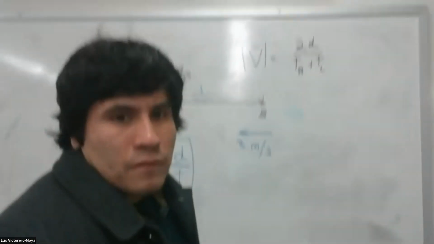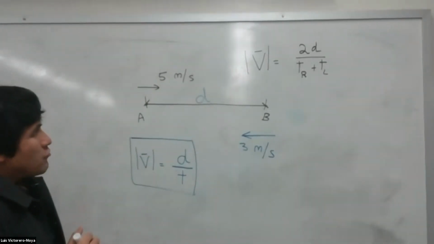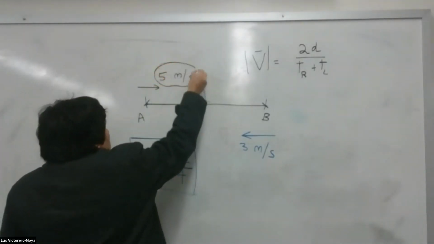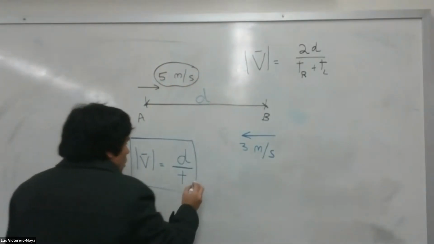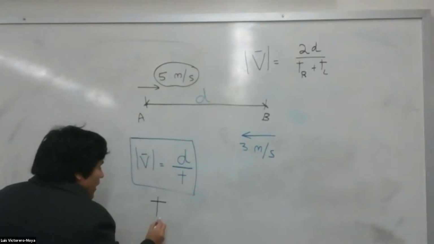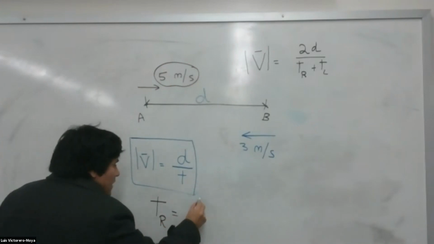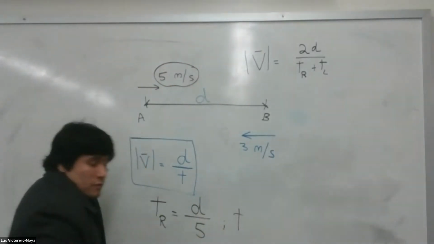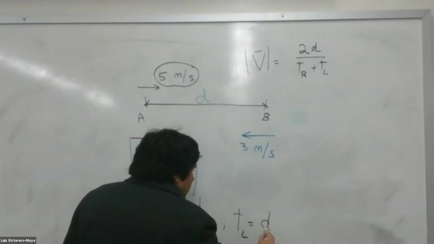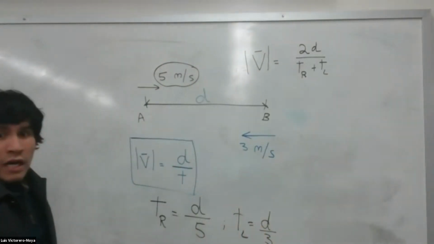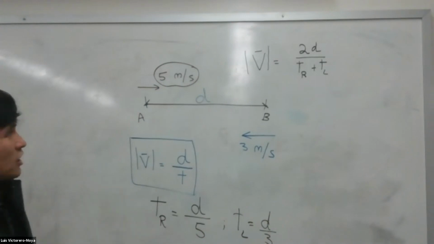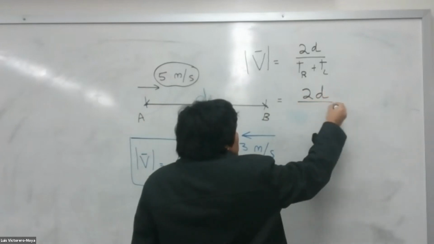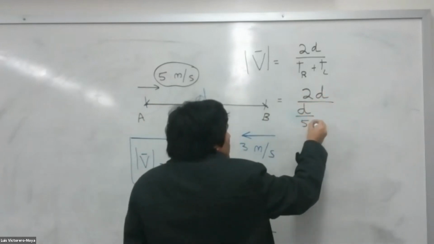And the thing is, how do you find that time to go to the right and the time to go to the left? From this information, he goes to the right at 5 meters per second. So the time to go to the right is the distance, only d, divided by 5. And the time to go to the left is the distance divided by the speed. Remember, we don't care about the signs in here. So d over 5, d over 3. So here I will have twice the distance divided by d over 5 plus d over 3.